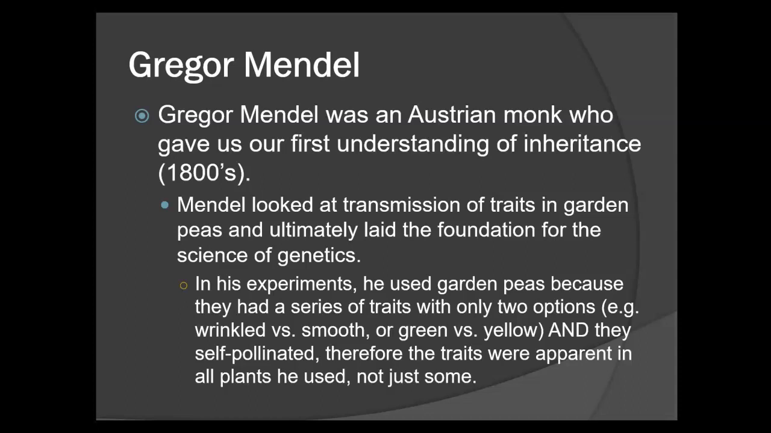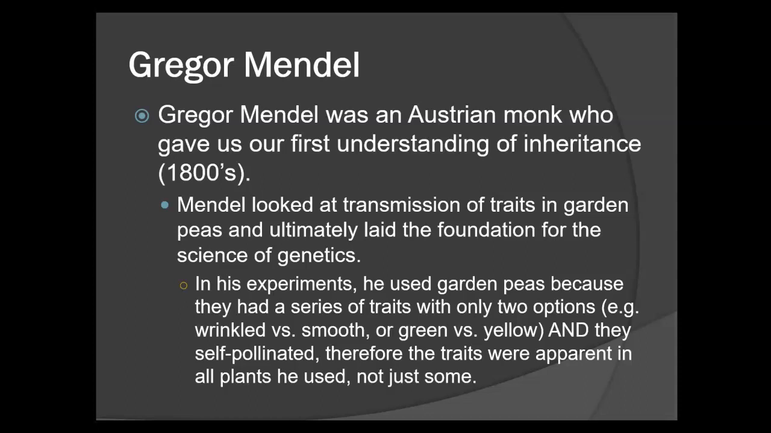In his experiments, he used garden peas because they had a series of traits with only two options. For example, the peas themselves that came out of the pods grown by the plants could be wrinkled or smooth in shape, or the color could be green versus yellow for the pods that were created.